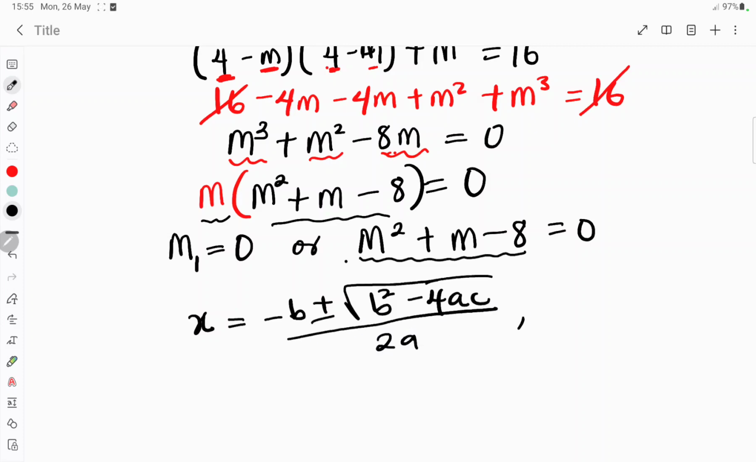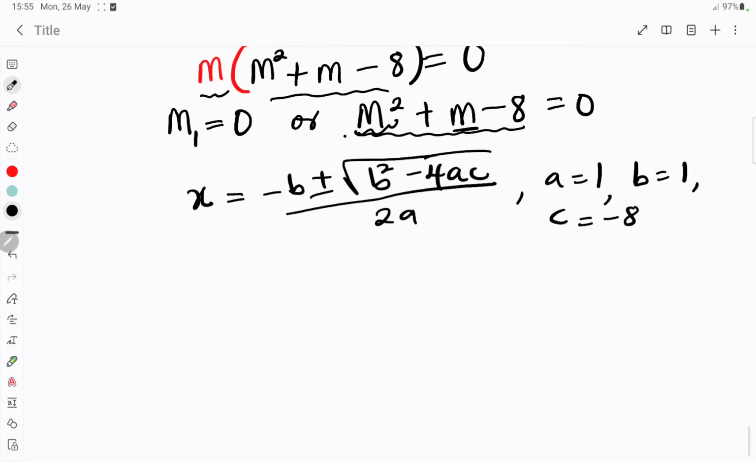a is the coefficient of the quadratic term, so a is equal to 1. Then the coefficient of the linear term is b, so b is what? Also 1. And the constant c is the last term, which is minus 8. So let's plug into the formula.